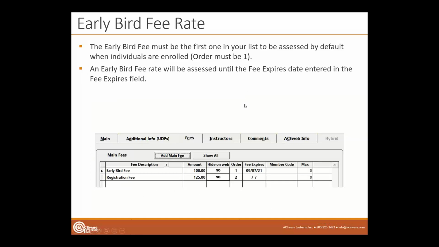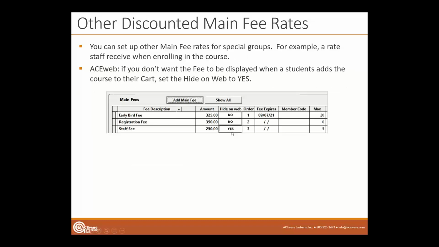It'll be assessed until the fee expires, and when the fee expires, the second fee in the list, and this one's called registration fee, will actually move up to the fee order of 1, and the early bird fee will move down to the bottom of the list, and it actually switches the hide on web to yes. So what that means is nobody online would be able to see it or access it because it's rolled off.